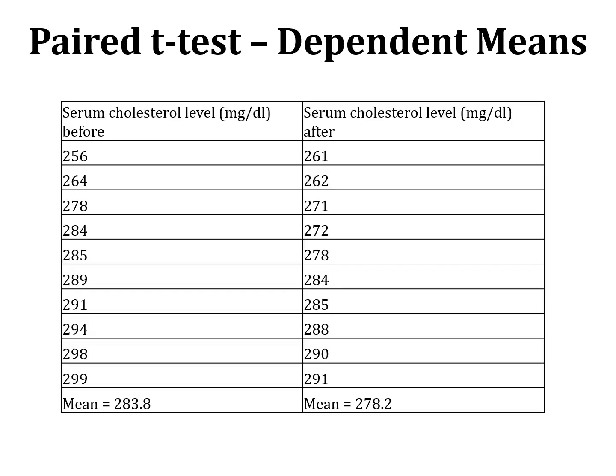These are the observations that we have. You can see that the mean serum cholesterol level before the use of drug is 283.8, and the mean serum cholesterol level after the treatment with drug is 278.2 milligrams per deciliter. So apparently we can see that there is a difference in the serum cholesterol level. Now it is time to see whether this difference is significant or not.